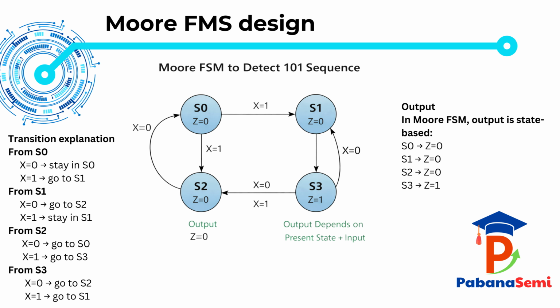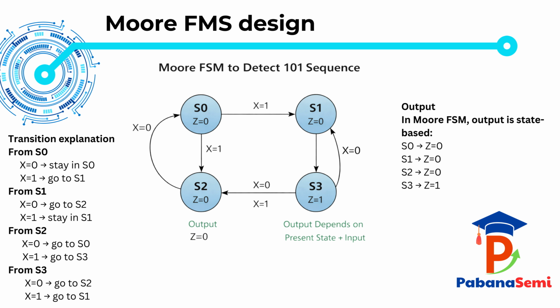If the input is 0, the machine stays in S0. If the input is 1, it moves to S1, which means the first bit of the sequence has been detected. From S1, if the next input is 0, the machine moves to S2. This means the pattern 10 has now been detected. If the input is 1, it stays in S1, because the machine still has a possible start of the sequence.